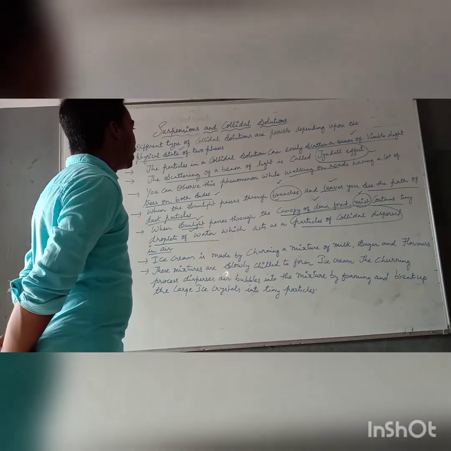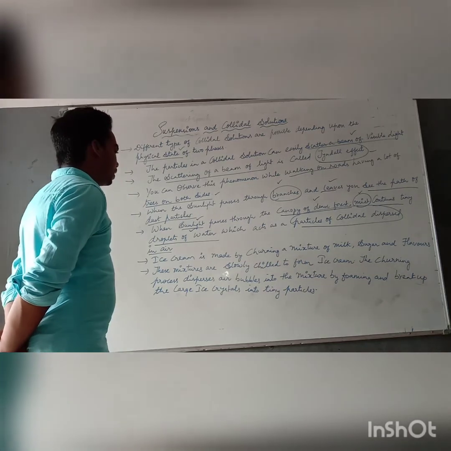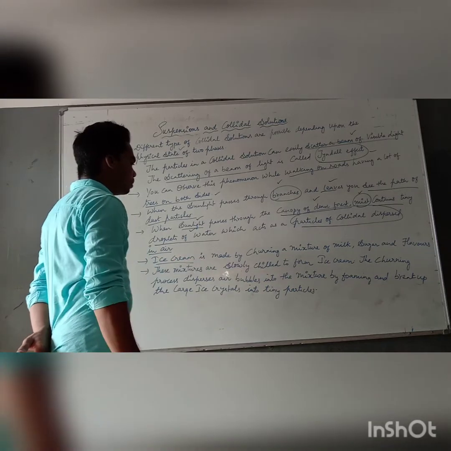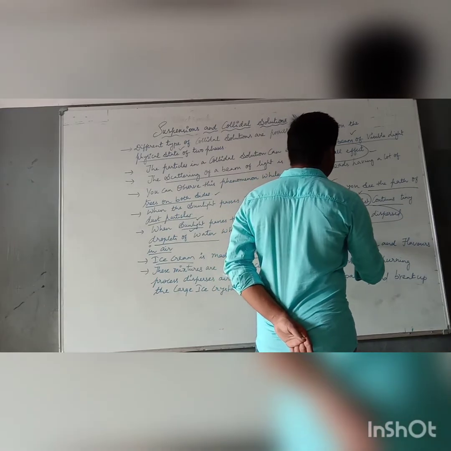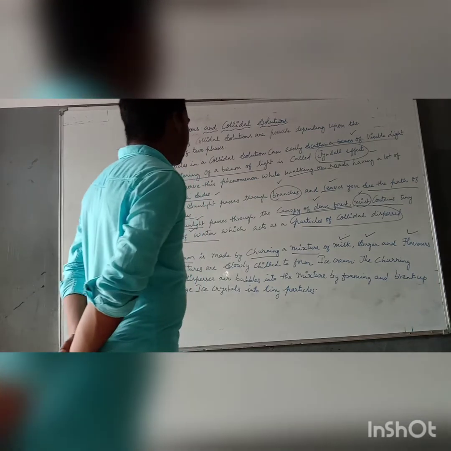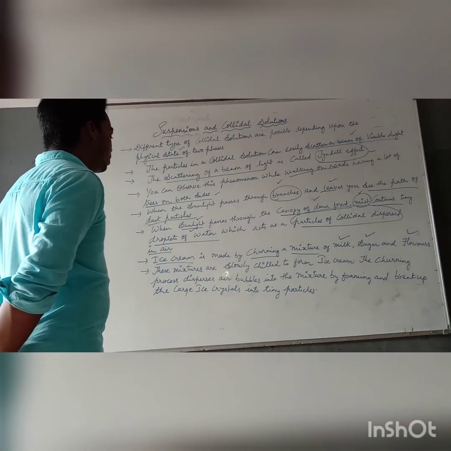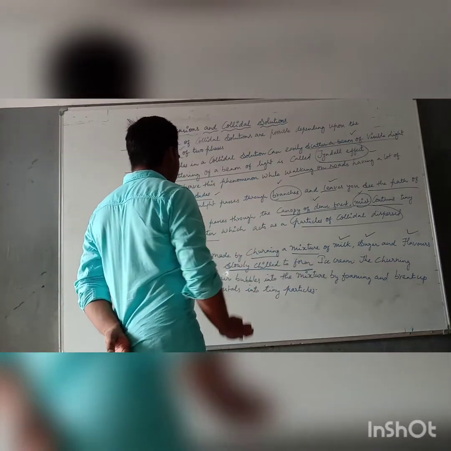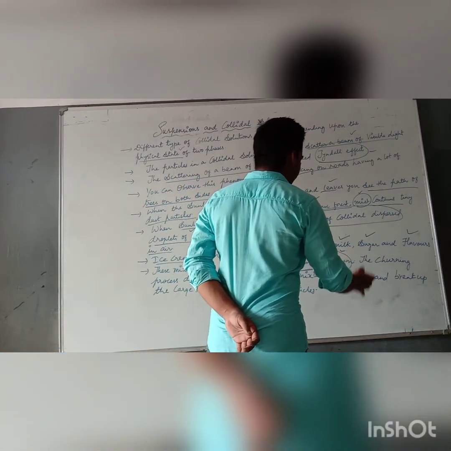Another question you might get is: is ice cream a colloid? Give ice cream as an example of a colloidal solution. Ice cream is made by churning a mixture of milk, sugar, and flavors. These mixtures are slowly chilled, and we are changing the temperature here. After chilling, they form ice cream.